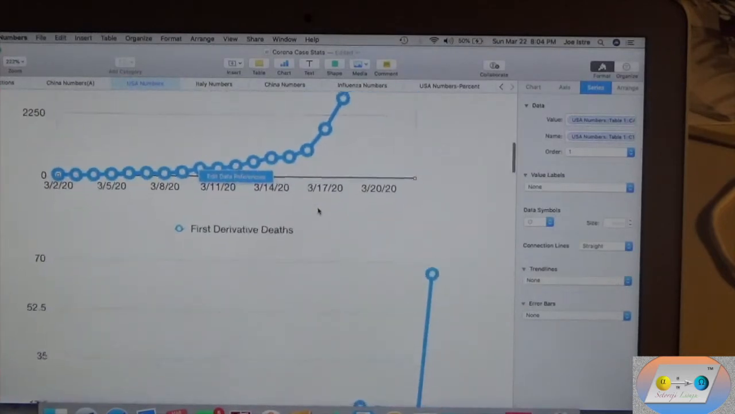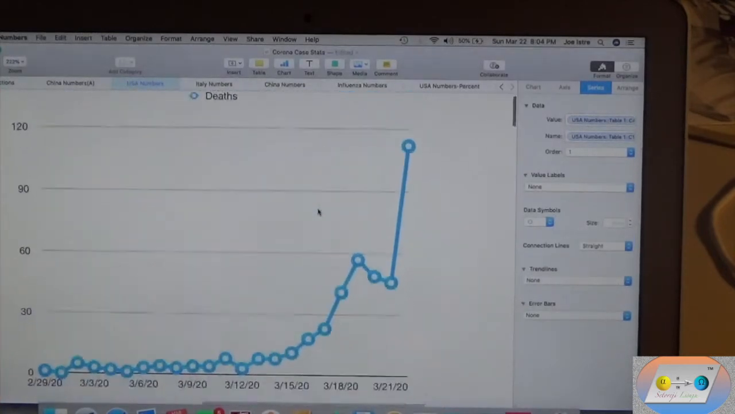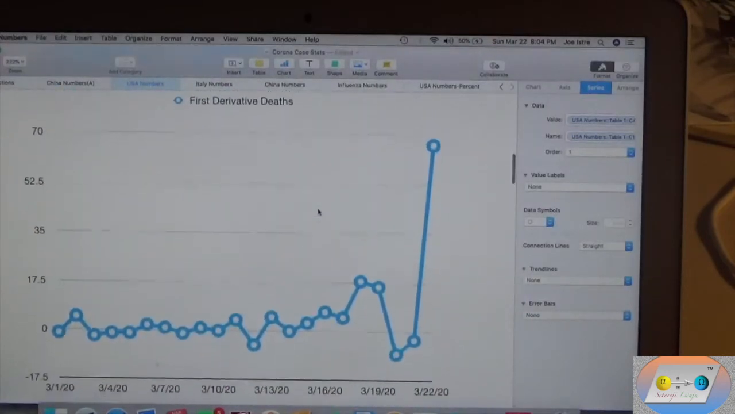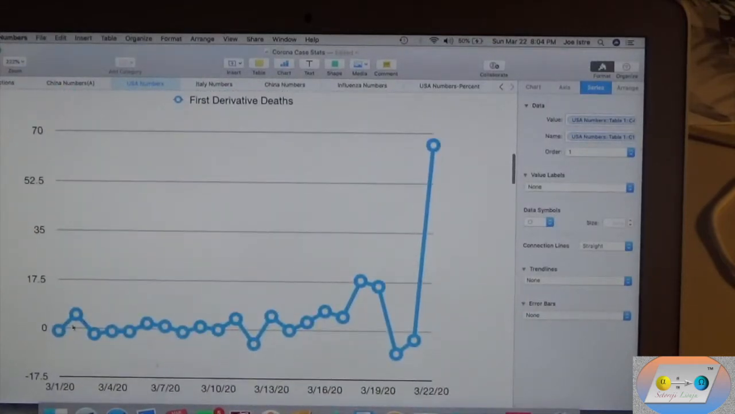First derivative deaths. So remember, this is deaths right here, and this is first derivative deaths. So you know that the rate of change goes up here and it comes back down, up, you know, sharp rates of change, and then suddenly right here you see it going up, right? This is the quick rise in the rate of change, and then suddenly it rises pretty quick here. All right, so that's the top on the rate of change.